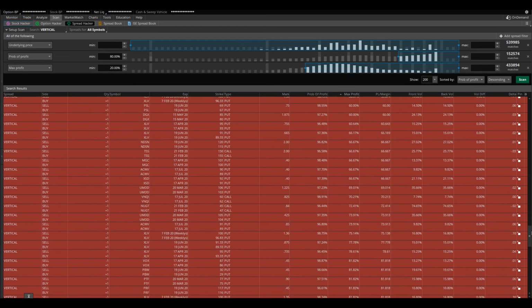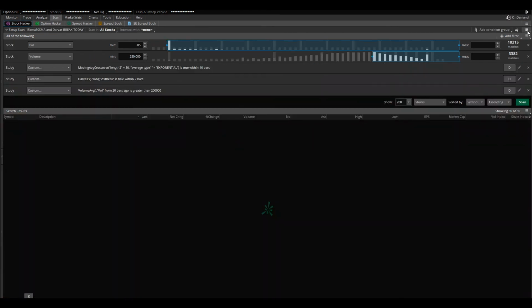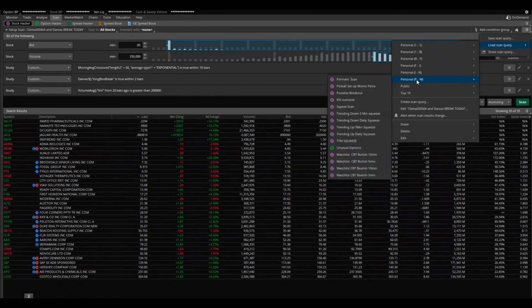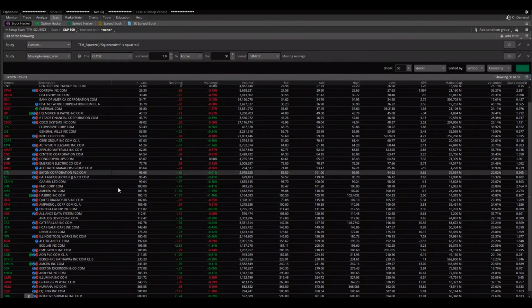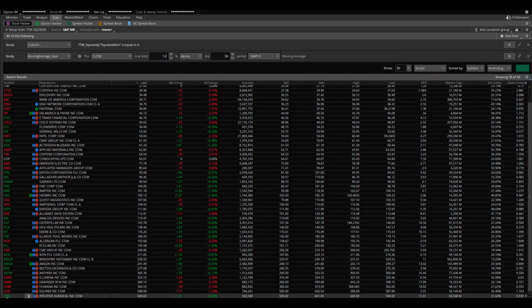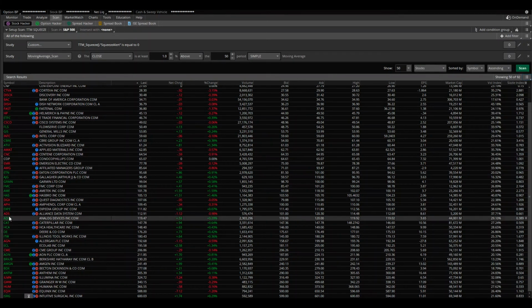You can set up your own scanners, and I can help any of you guys with setting all this up. TTM Squeeze, we can actually use a TTM Squeeze to find squeezes that are happening. ISRG is one that I trade quite often. AMGN I trade often. Caterpillar.